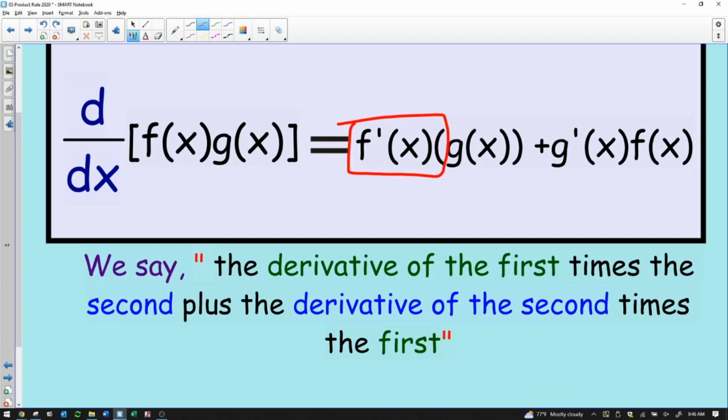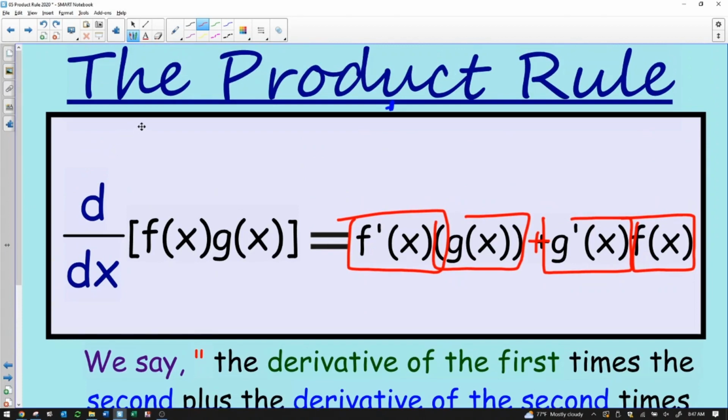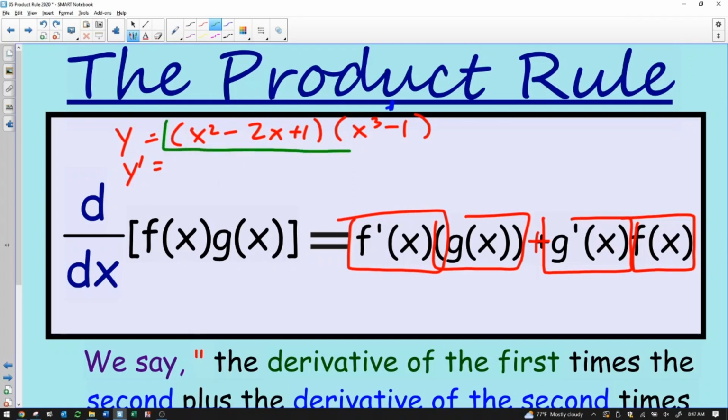Do you have the notes, Austin? Okay, it's the derivative of the first times the second, plus the derivative of the second times the first. Okay, so let me show you how to use this. So you have this problem somewhere on your paper, y equals x squared minus 2x plus 1 times x cubed minus 1. They tell you to find y prime, okay? So I don't know if you see this, but this is your first x expression, so we'll call this your first. And then this right here will be your second, all right? This is the first times the second.